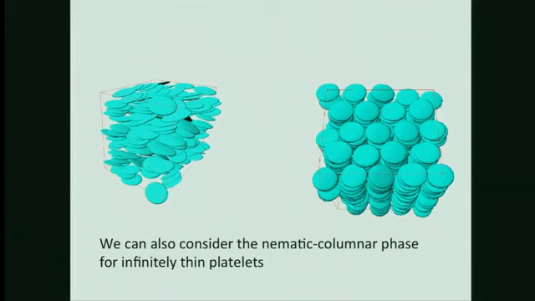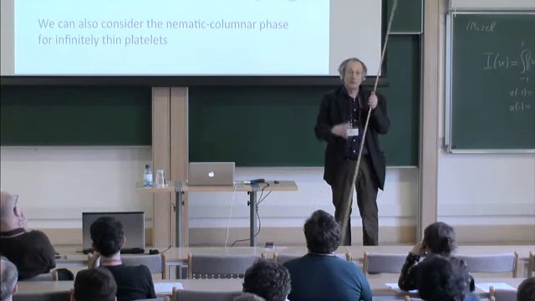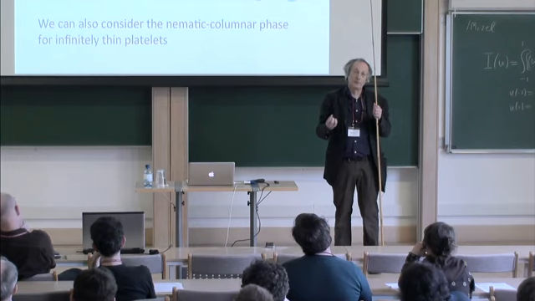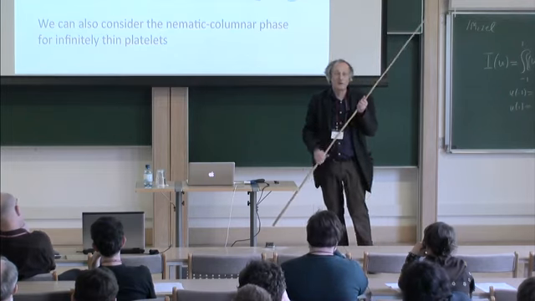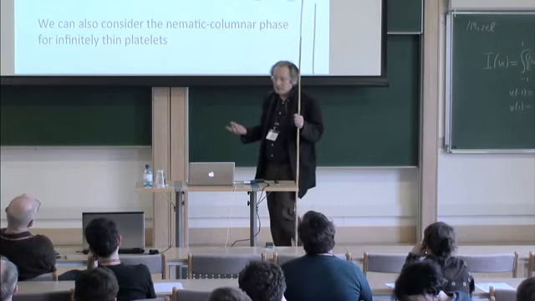We can also look at the situation I showed you, the columnar phase of disks. And again, you can ask the same question: what happens if the aspect ratio of the disks goes to 0, so that they become infinitely flat, but still you go to such high densities that the volume fraction remains fine. So this is one of those pathological limits. And it turns out that you can do exactly the same kind of trick.